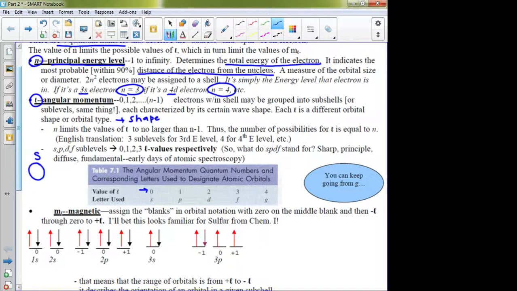Okay. If it's in the P shape, it looks kind of like a dumbbell. Okay. And if it's in the P shape, then we say L is equal to 1.